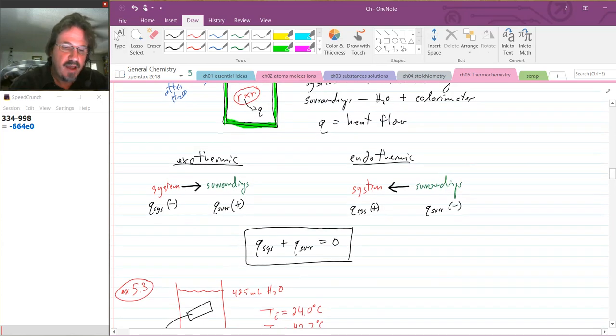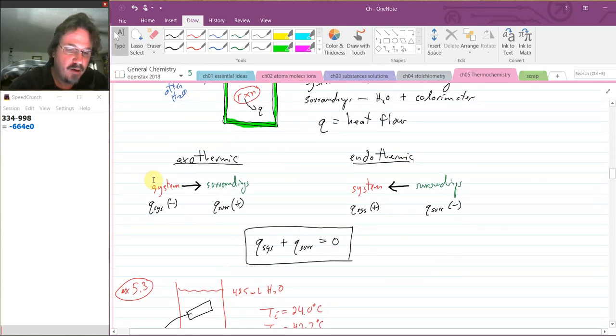So in an exothermic reaction, that system is going to be giving off the heat. In an endothermic reaction, the system is absorbing the heat. And so if you put yourself in the role of the system, kind of say, okay, I am the reaction. Am I giving that heat off, in which case I'm losing it? I would call that a negative Q. Or in this case, an endothermic reaction, I'm absorbing the heat, I'm gaining it, so I would call that a positive Q.